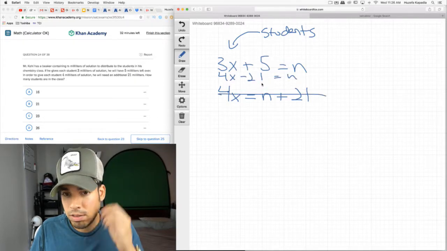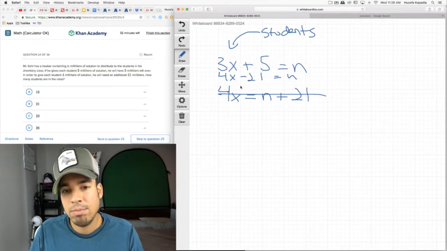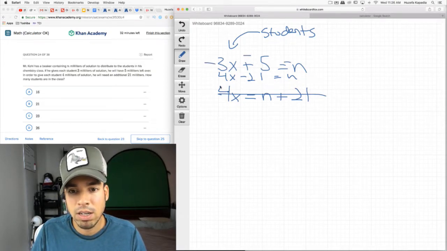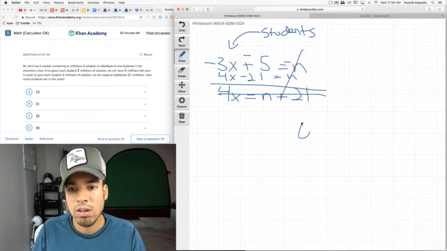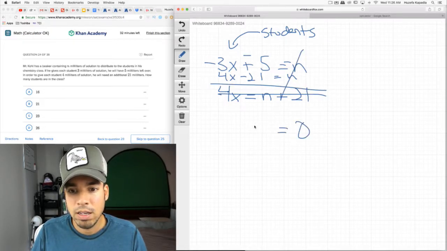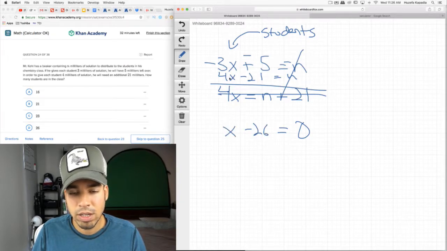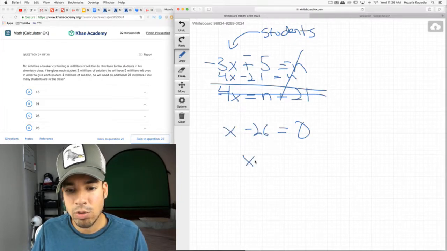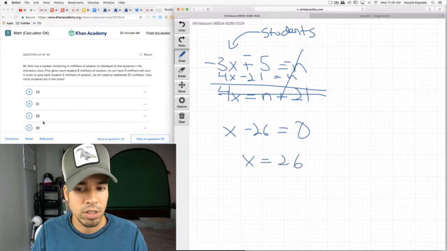And then now let's make everything negative on top and combine these guys. The n's cancel out. I have 0 equals negative 26. And then x, negative 3x plus 4x is x. Add 26 to both sides. There's 26 students in the class.